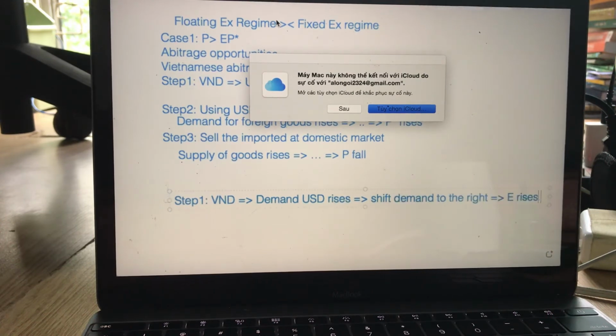That is what we have, but because we have the fixed exchange rate under the fixed exchange rate regime, the central bank has to intervene in the market, right? The central bank has to intervene in the markets. In this case, what should the central bank do? What should the central bank do in this case? To fix the exchange rate, or to stabilize the exchange rate.